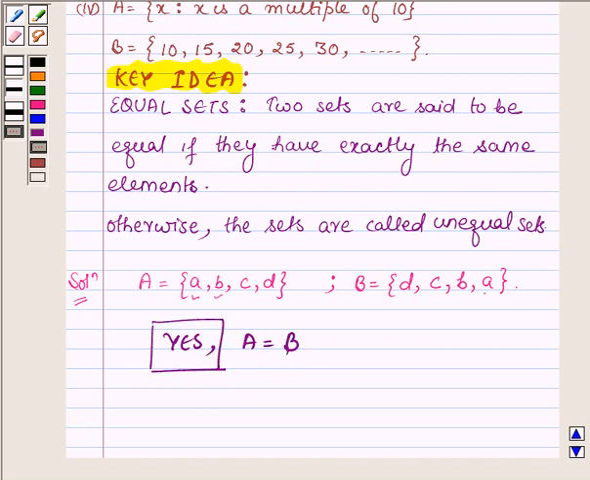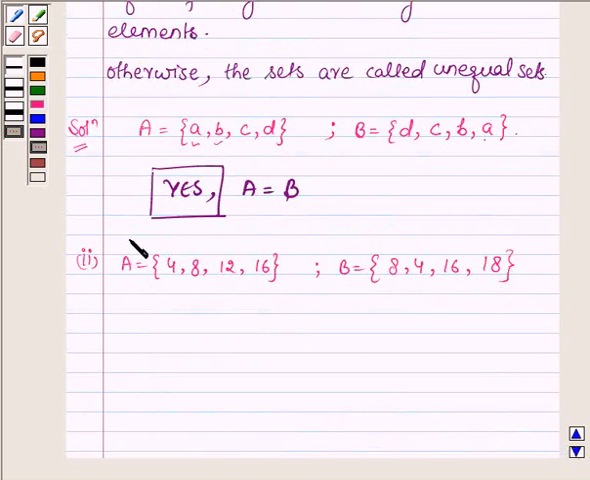This completes the first part. And now proceeding on to the second part, where A is equal to 4, 8, 12 and 16. And B is the set which contains element 8, 4, 16 and 18. Now on observing these two sets, we find that there are four elements in set A and four elements in set B, but 12, which is an element of set A, is not an element of set B. Similarly, here 18, which belongs to set B, does not belong to set A.